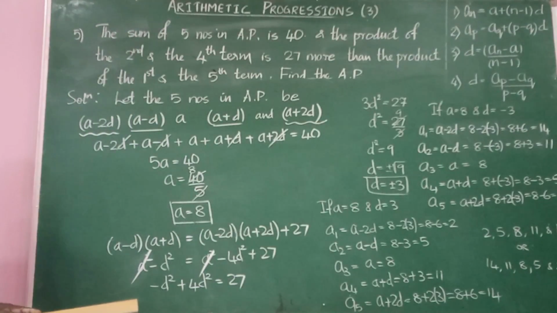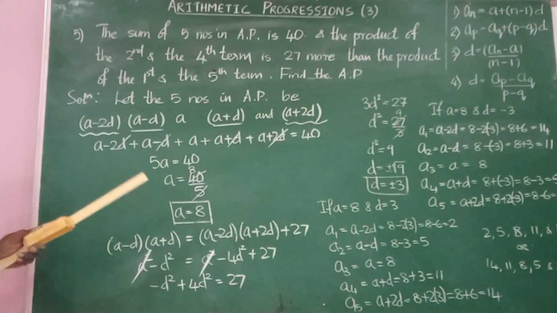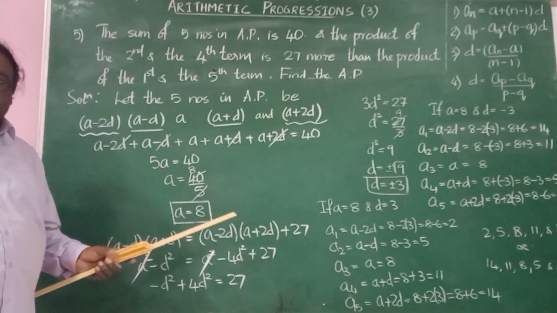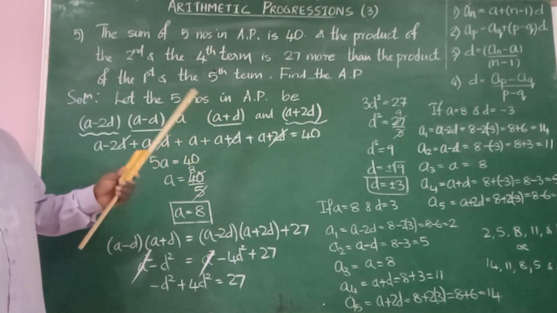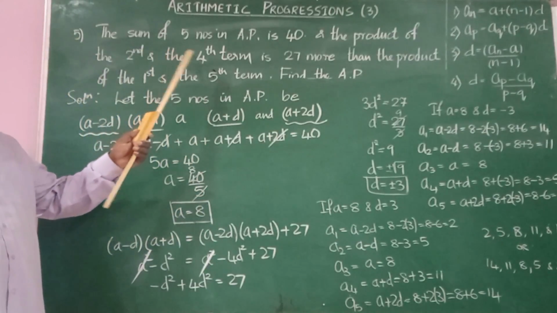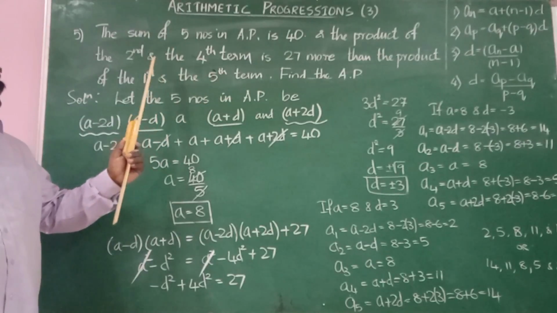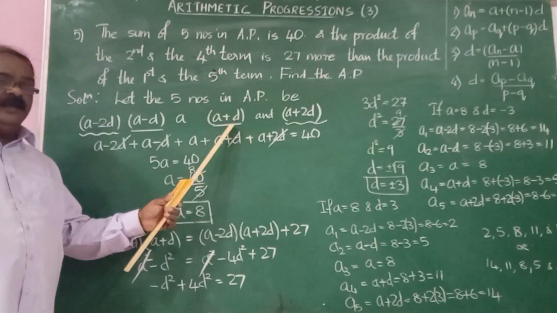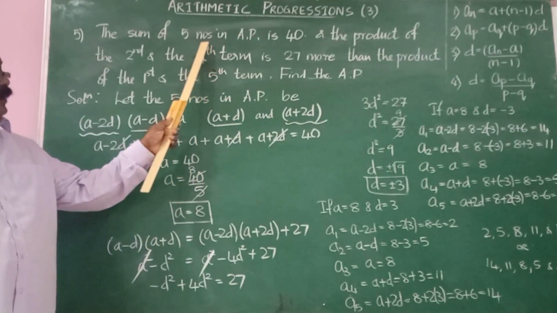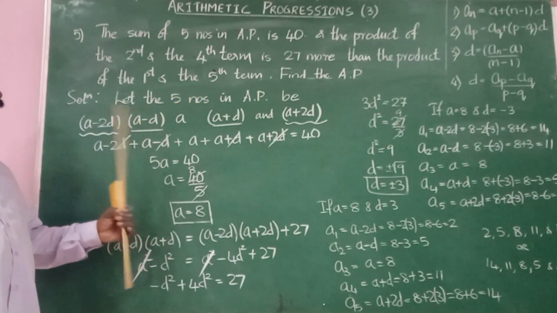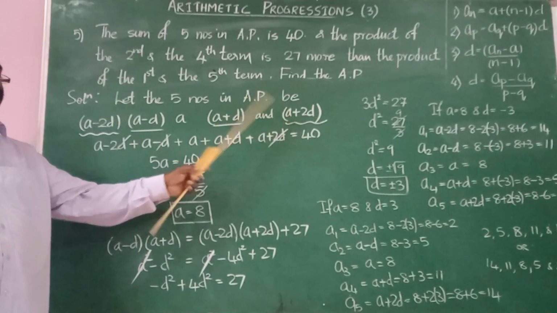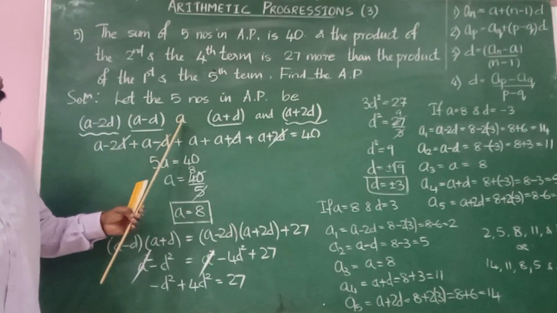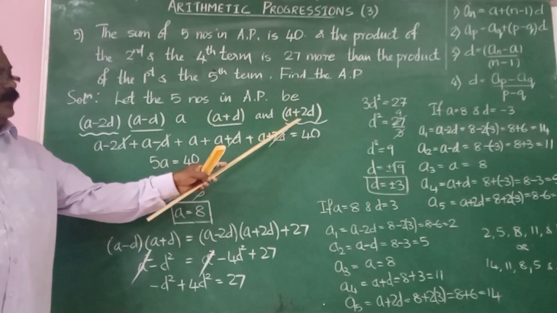Is that clear? I have given you two sums today wherein I did not take a typical arithmetic progression. The first sum where the sum was 15, product was 80, there I took A minus D, A and A plus D. Now I took a similar sum with 5 numbers in AP. I had to add one more term this side, one more term this side. Here what did I take? A minus 2D, A minus D, A plus D and A plus 2D.